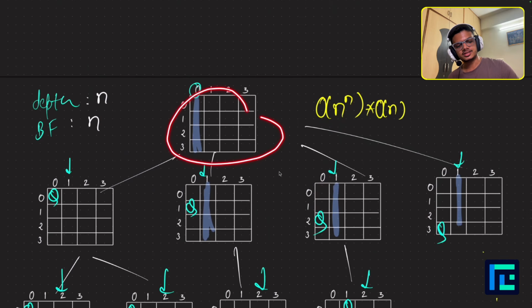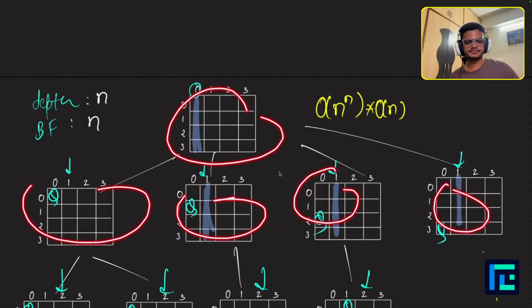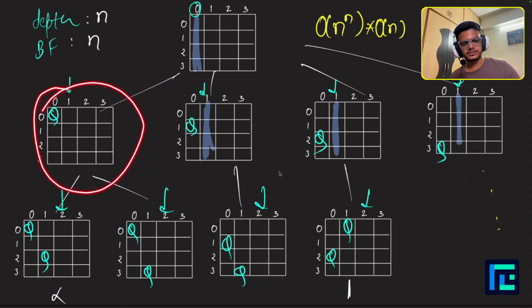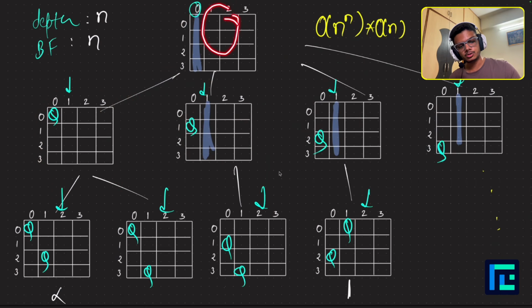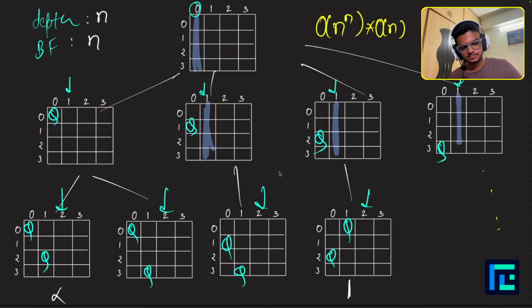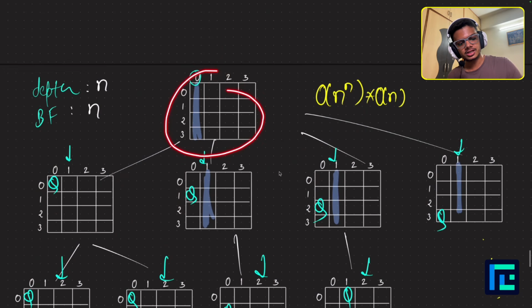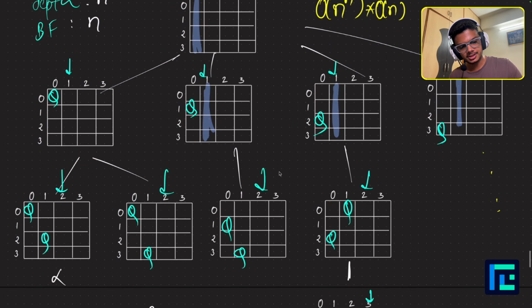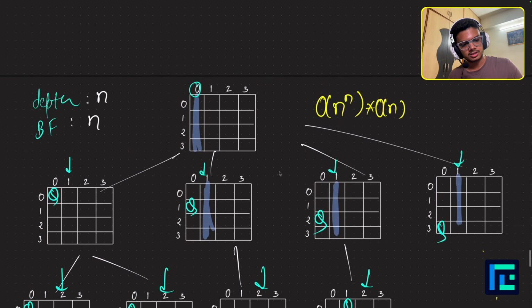We'll be storing the states of the chessboard, right? Of course, at a time only one of these will be used. This is going to call this, and this is going to call this, and so on and so forth. So definitely space is used here. What is the space? You are using an n by n chessboard, so the space complexity is order of n into n for sure, right?